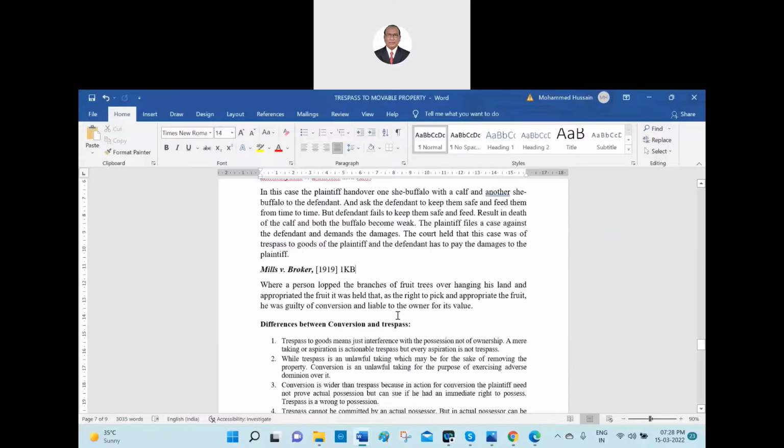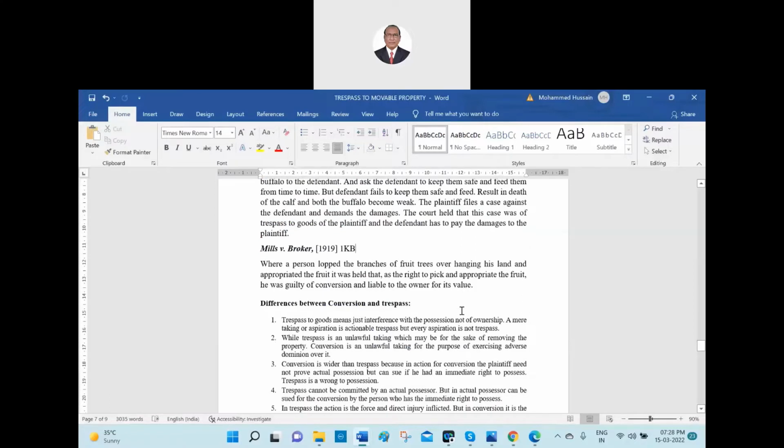Yes, sir. So when a person lopped the branches of the fruit trees overhanging his land and appropriated the fruit, it was held that he has no right to appropriate the fruit; he is guilty of conversion and liable to the owner for its value.